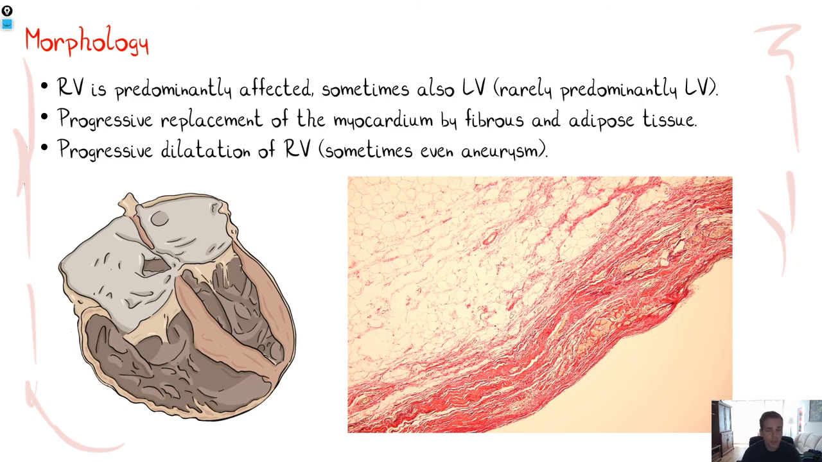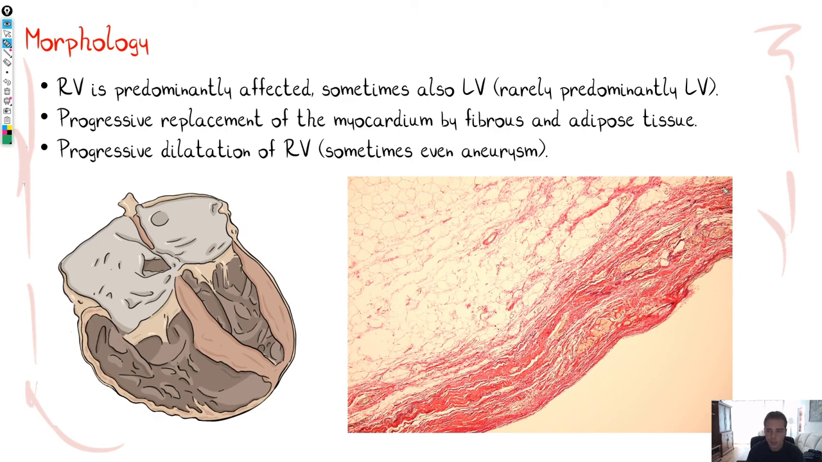Morphologically, as I said, there is a replacement of the myocardium by fibrous and adipose tissue. The right ventricle is usually affected, sometimes also the left ventricle. In rare cases, the left ventricle can be predominantly affected, but usually the right ventricle is predominantly affected, not the left one. And after that, there is a progressive dilatation of the right ventricle, sometimes even with aneurysm formation.